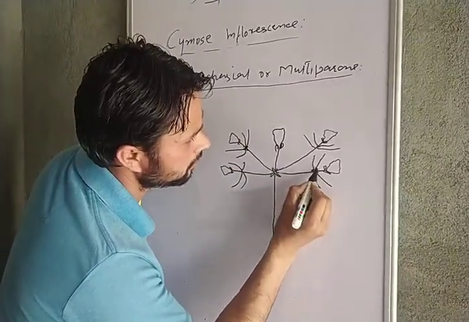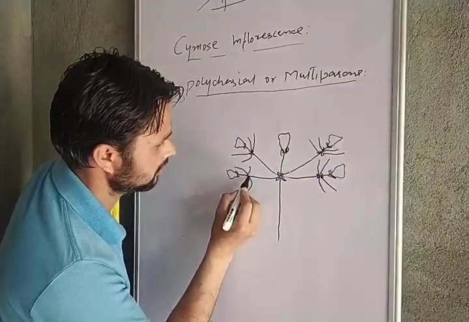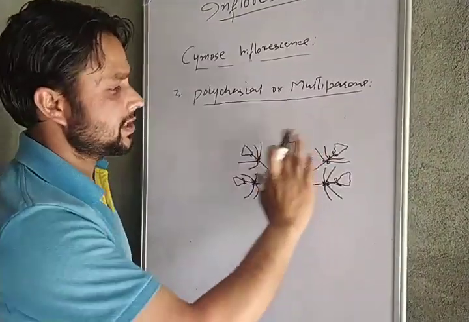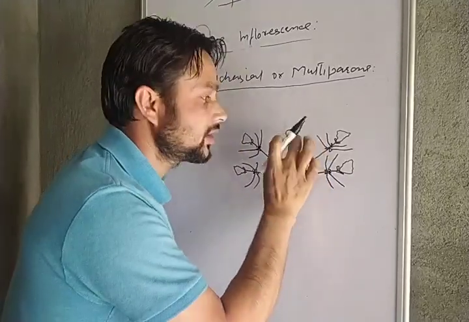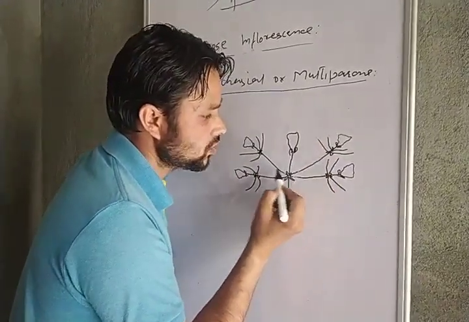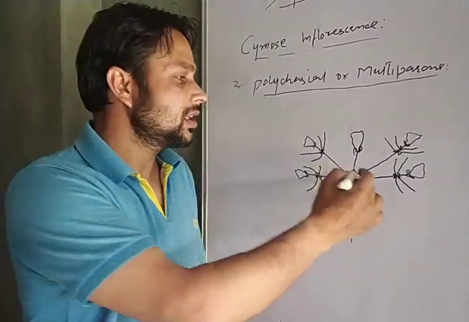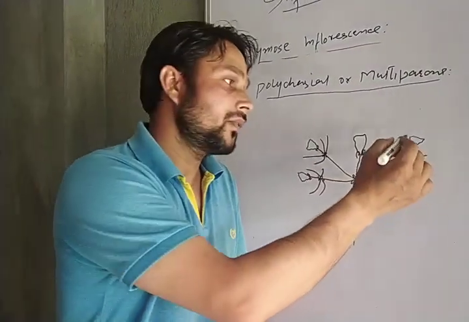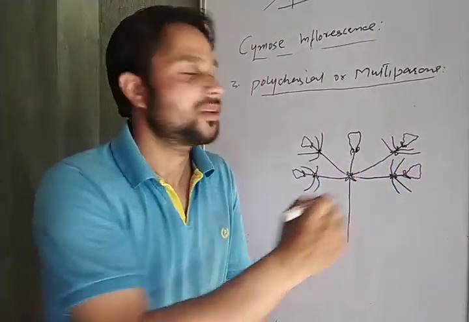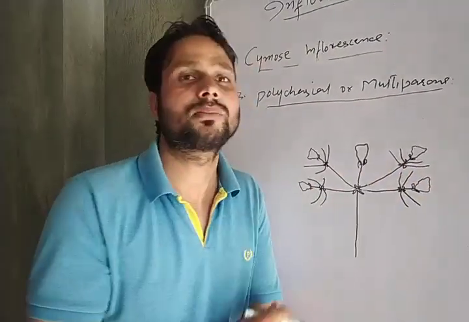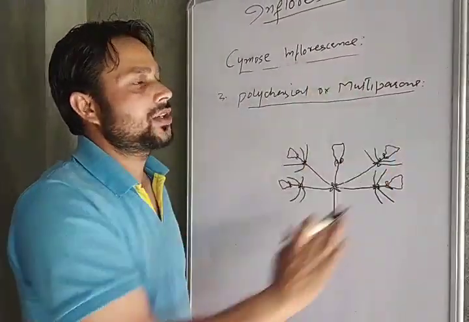So, if this type of inflorescence occurs, this is known as polychasium or multiparous inflorescence. Okay, so the floral axis terminates into a flower, and it gives rise to more than two lateral branches. These again terminate into flowers, and when these branch floral axes terminate into flowers, they again give rise to more than two, that means 4 or 5. Okay, it continues. This process is continuous, and this is the polychasial type of inflorescence.